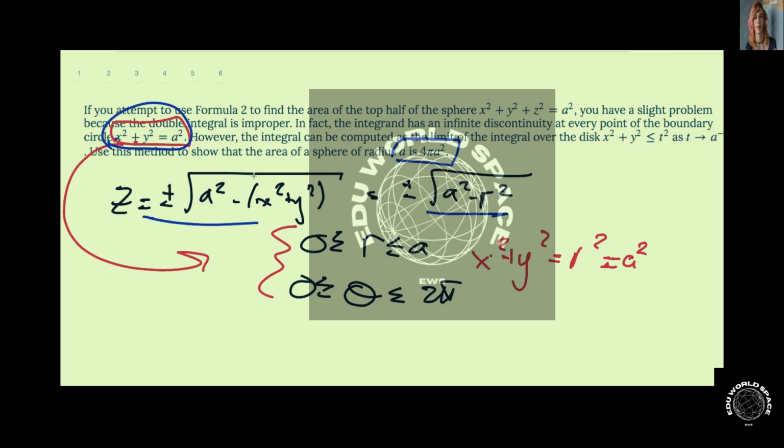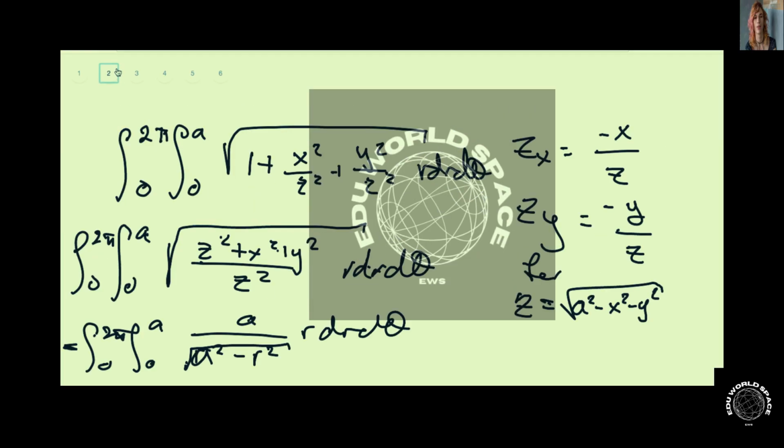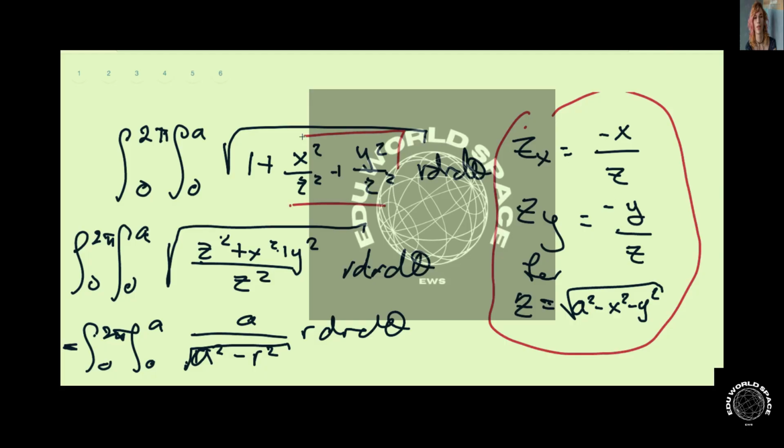We look at our boundary circle. Again, pretty standard. Next thing that we do, for the surface area, we always need to figure out zx and zy. We plug those both into our formula. Okay. We do a little bit of algebra and a little bit more algebra. So our goal is to get everything in polar coordinates.